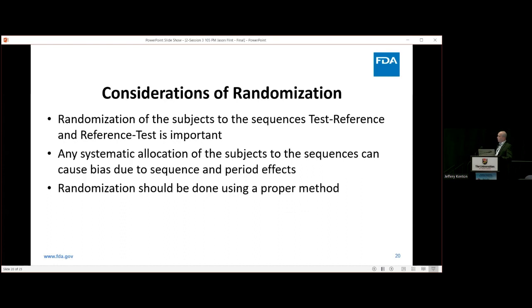Okay, so for considering randomization, again, we talked about the crossover study design, randomizing subjects to sequences between test-reference and reference-test. That should occur before the study is started. Systematic allocation of subjects to sequences can cause bias, so you can have sequence effect or some period effect. And that randomization scheme should be done using a proper statistical method.